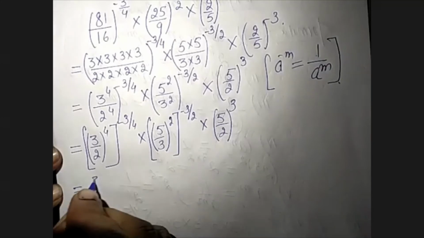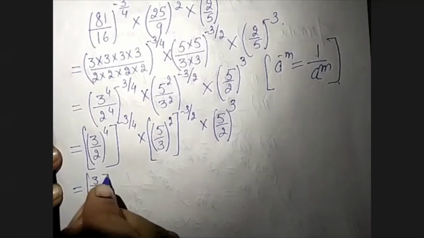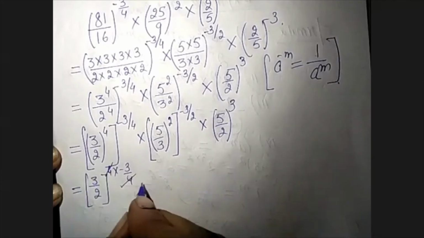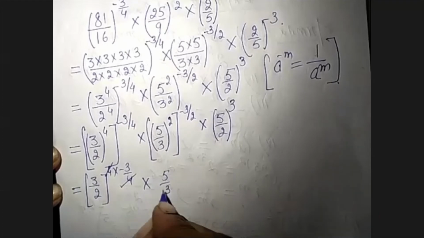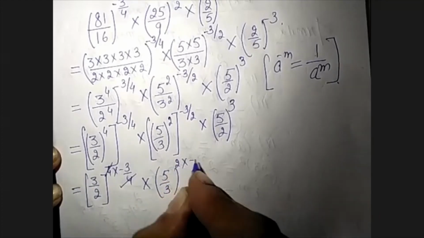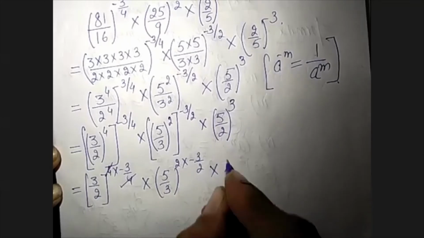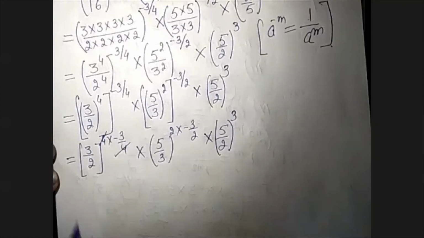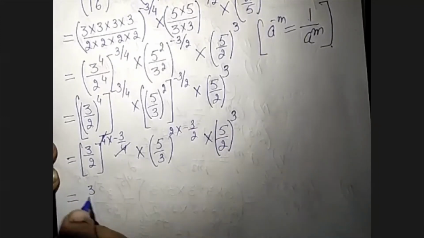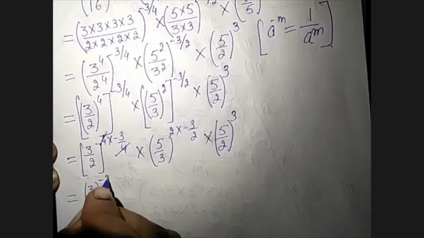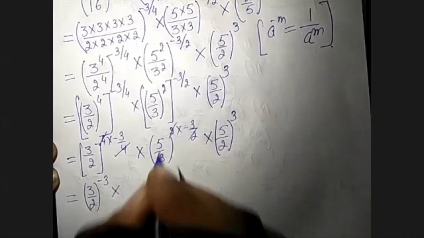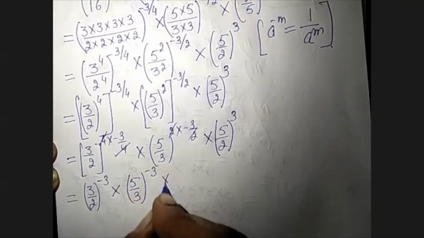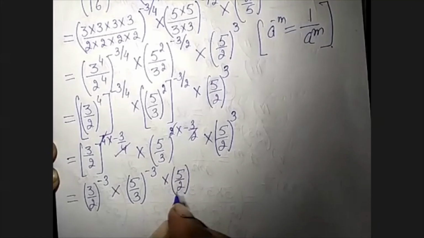So we do (3 divided by 2)^4 into minus 3 by 4. So we cut it like this, and we do it (5 by 3)^2 into minus 3 by 2. And we write the rest of the last term like this only. Okay, so we solve it now. 3 divided by 2 minus 3 into 5 by 3 minus 3 into 5 by 2, 3.